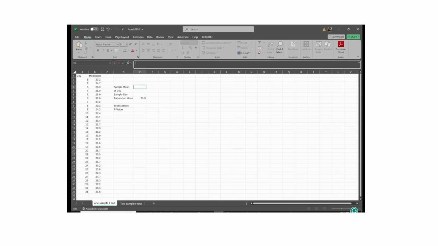And now first we need to calculate the sample mean. The sample mean is the average of the sample. To calculate the sample mean, we have to use the average function and then use data from B2 down to B32.